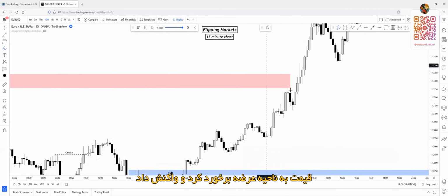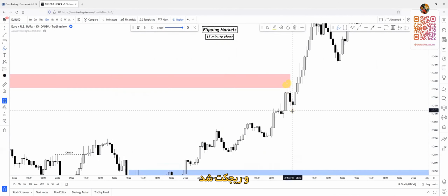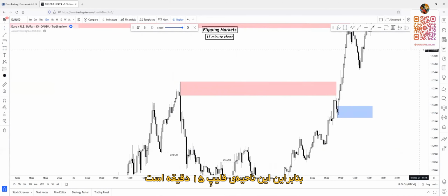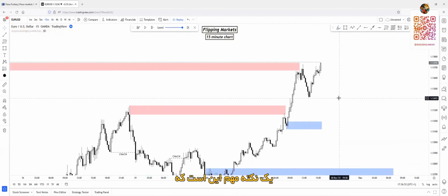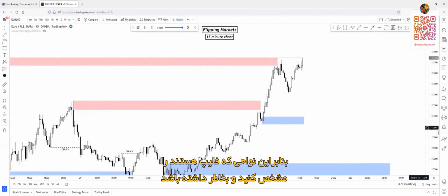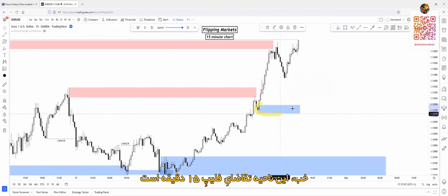As you can see, price tapped into this zone, did a reaction, rejected on that zone, and after the rejection, it just blew to the upside and created this demand zone. So this will be our 15-minute flip zone. One more noticeable thing, 15-minute flip zones are really, really strong. You have to focus on the 15-minute flip zones every time. Just mark them out and remember the zones that are flip zones. Okay, so this is the 15-minute flip zone.